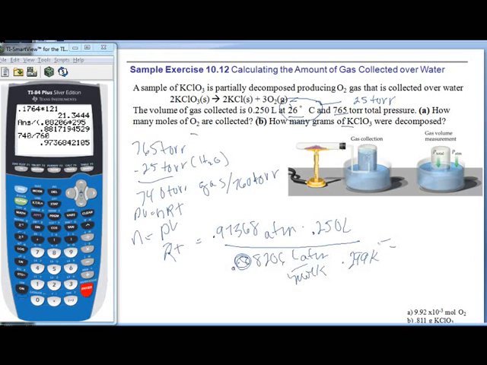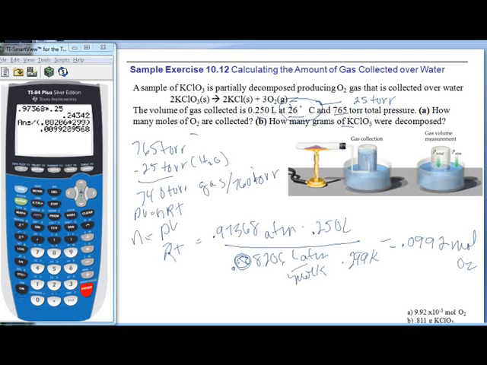And if I punch that, I get 0.97368 times 0.25 equals, divide by, in parentheses, 0.08206 times 299, close my parentheses, I get 0.099. Looks like I can have three sig figs, 0.0992 moles of oxygen.